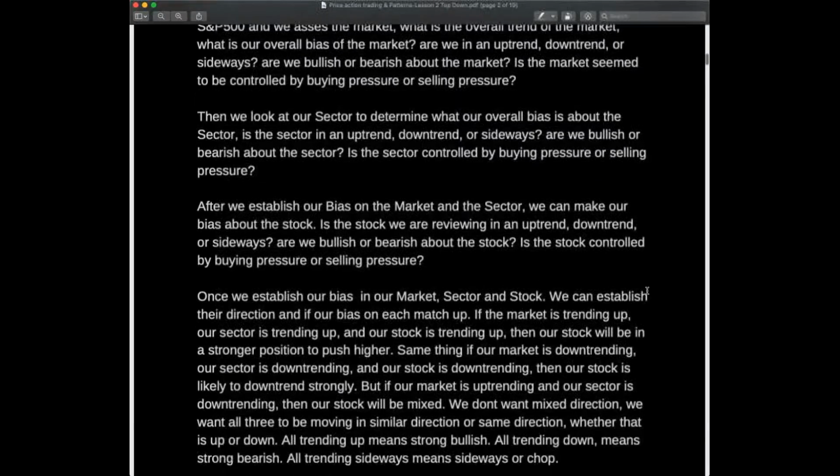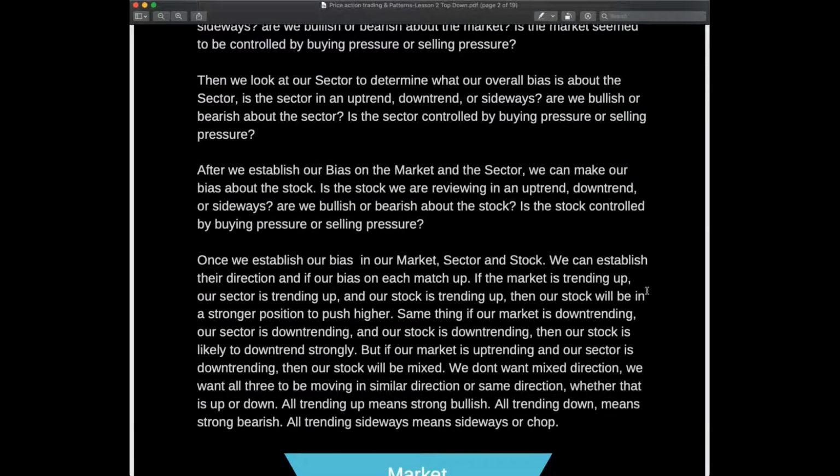Okay. Then we look at our sector, to determine what our overall bias is about the sector. Is the sector in an uptrend, downtrend, or sideways? Are we bullish or bearish about the sector in general? Is the sector controlled by buying pressure or selling pressure? Okay. Now, what is a sector?